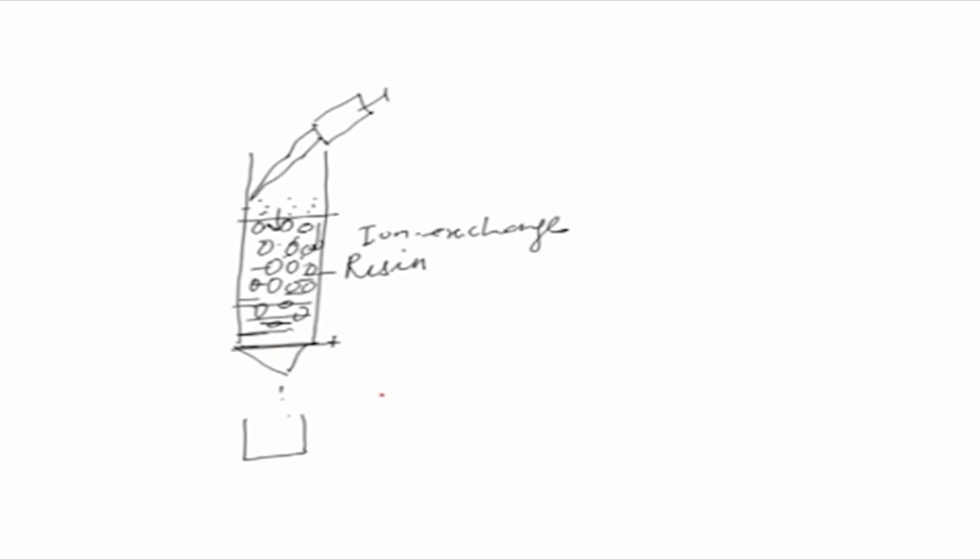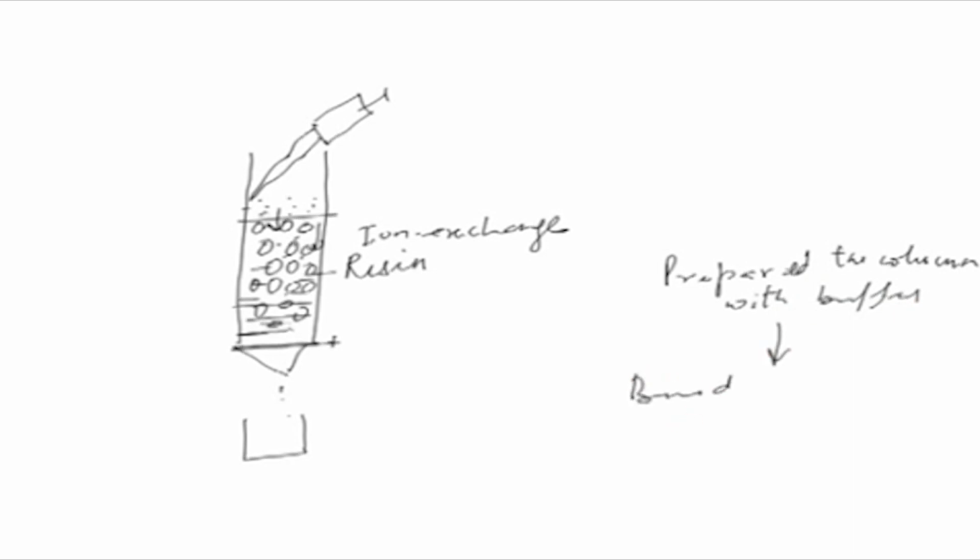So, first is you have prepared the column by equilibrating it with the right buffer. Then the second thing is you are binding your analyte, that is oppositely charged, and then you will elute. So, after binding, elution has to be done, and that will be done by certain ionic species which can replace your analyte, as you increase the concentration, depending on the affinities.